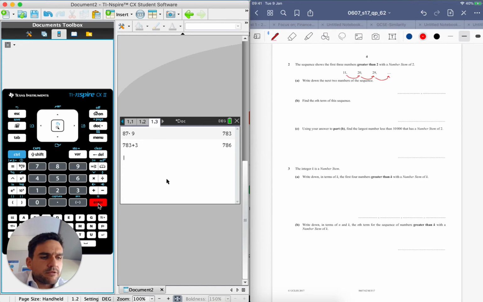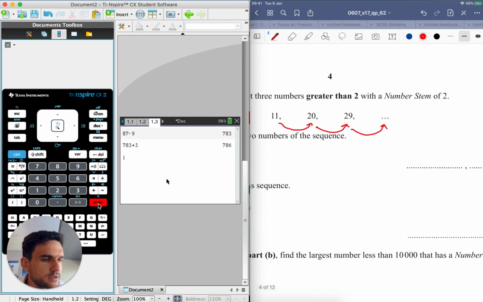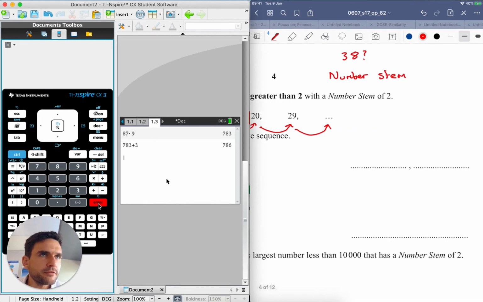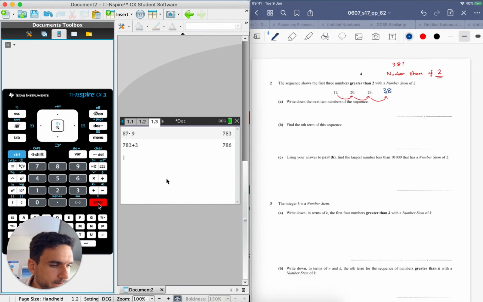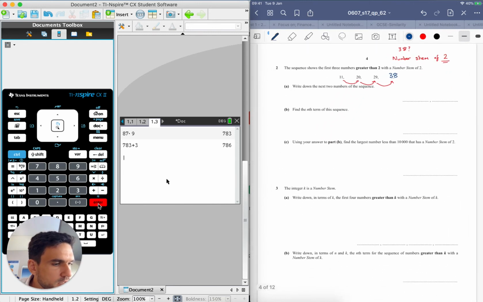If I go up by 9 from 29, that's 38. Let's just test this, 38. What's going on with a 38? So 38 would have a number stem of 3 plus 8, 11, 1 plus 1, 2. And I feel confident that that's going to be what my answer is here. So I'm going to go with 38 here. The next 2 numbers in the sequence are, so that was this 38, and if I go by the same idea, add another 9, that's going to be 47.